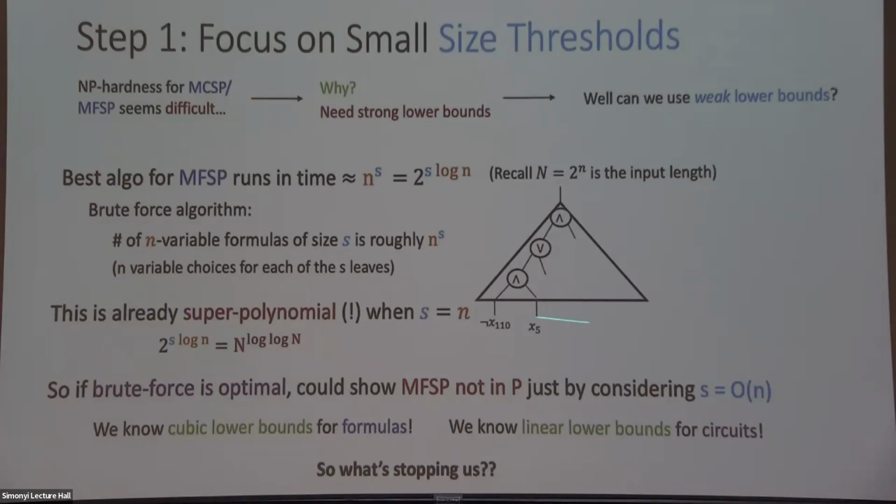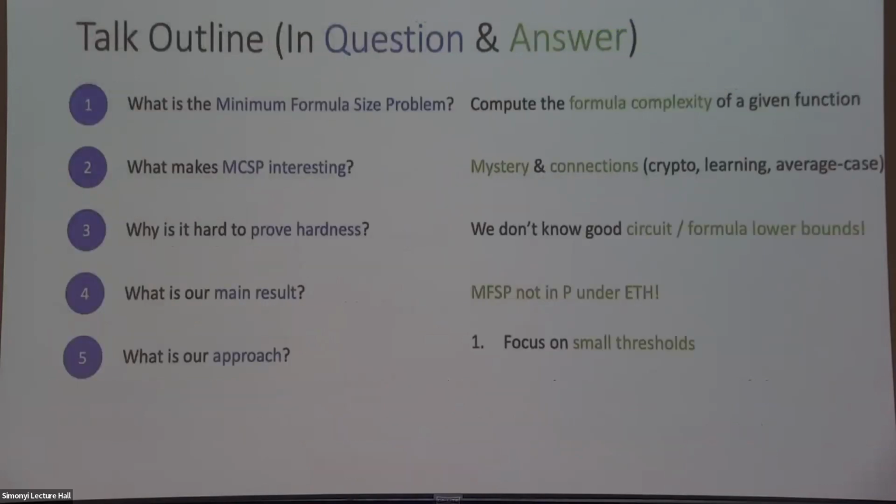Right. And in this regime, it's not even easy yet to show that MCSP is not in P. But it looks like you'll need one new idea or something like that. Okay, so what is our approach? The first step in our approach is focusing on the small threshold regime, because that's the regime where we have lower bounds. And can we make these lower bounds good enough to show that the minimum formula size problem or the minimum circuit size problem is not in P?